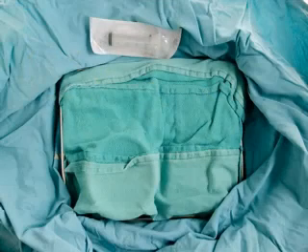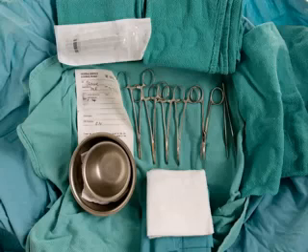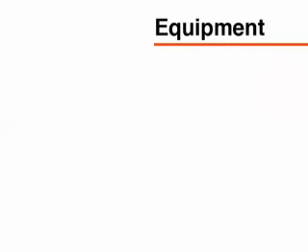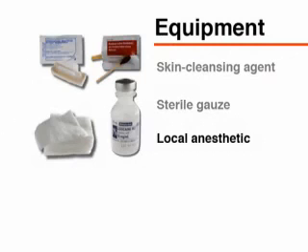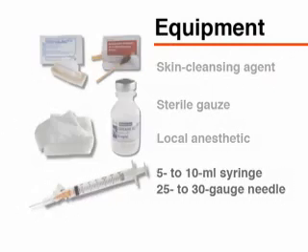Materials needed for the incision and drainage of an abscess are similar to those needed for a laceration repair. A pre-assembled laceration kit may contain many of the necessary items. For preparation and anesthesia, obtain a skin cleansing agent, sterile gauze, local anesthetic, and a 5 to 10 milliliter syringe with a 25 to 30 gauge needle.